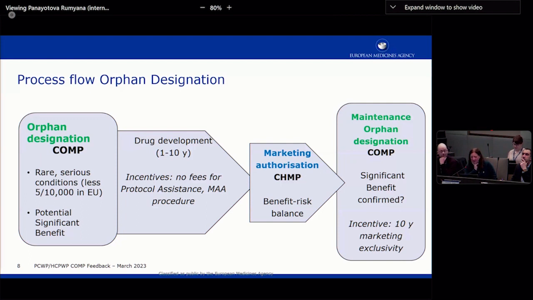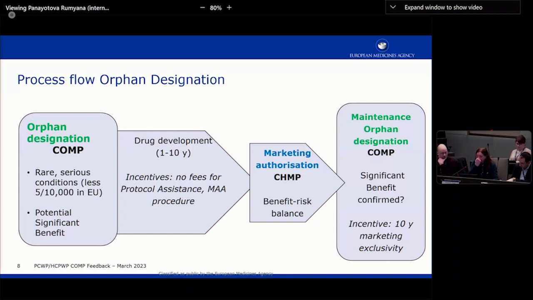Then, of course, marketing authorization is decided by the CHMP. They decide on the benefit-risk and the final therapeutic indication for the drug, mostly on its own, not necessarily compared to other treatments. But for the orphan designations, there might be years in between in this process. We have to check again, does it still fulfill the criteria of significant benefit? Because there might have been changes in treatment paradigm in all those years, drugs in development, other treatments may have been approved, or other methods.